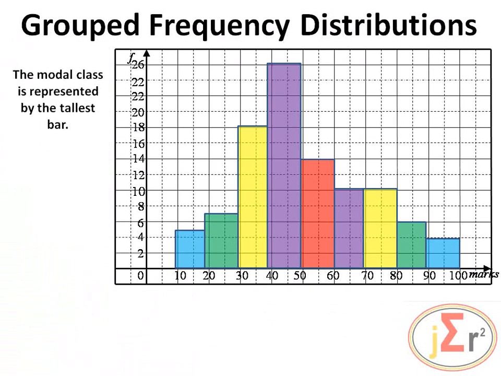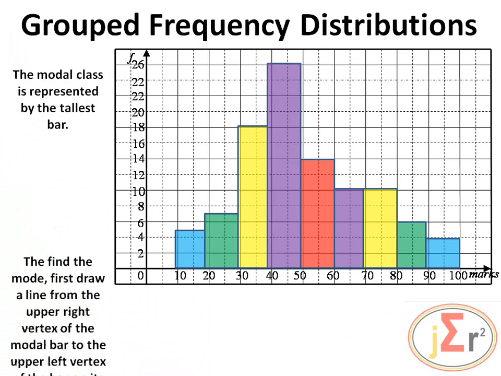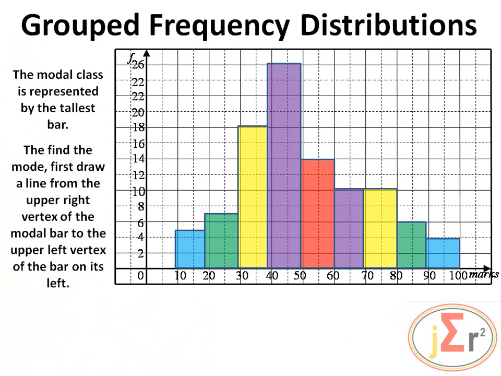The modal class is represented by the tallest bar. And that's our tallest bar. To find the mode, first draw a line from the upper right vertex of the modal bar to the upper left vertex of the bar on its left. So we are going to draw a line from here to there, which is the upper right vertex of the modal bar.